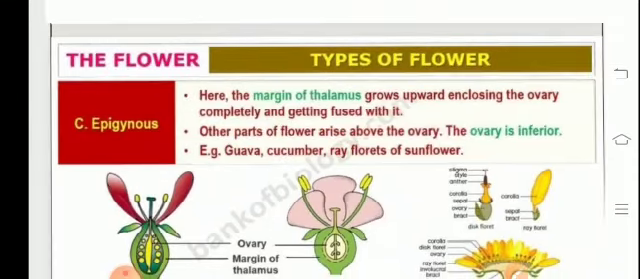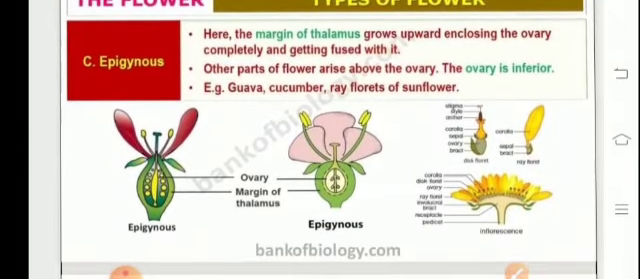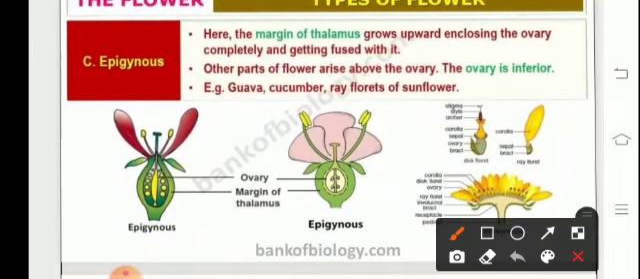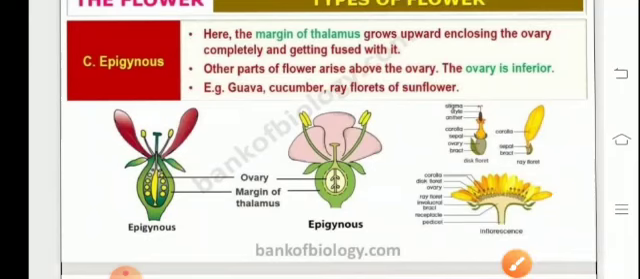Like here in the diagrammatic representation, it can be seen. This is the ray floret of sunflower, wherein we can see that the margin of the thalamus is growing upward, and the location of the ovary has become inferior.